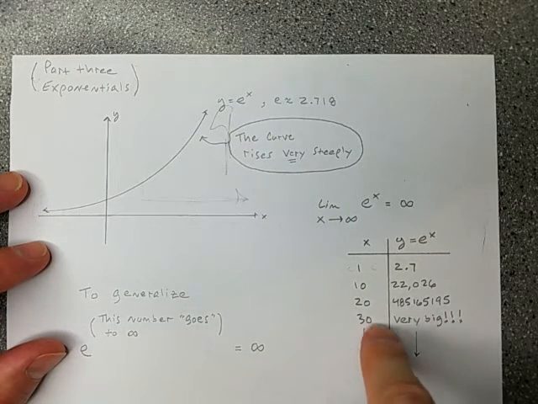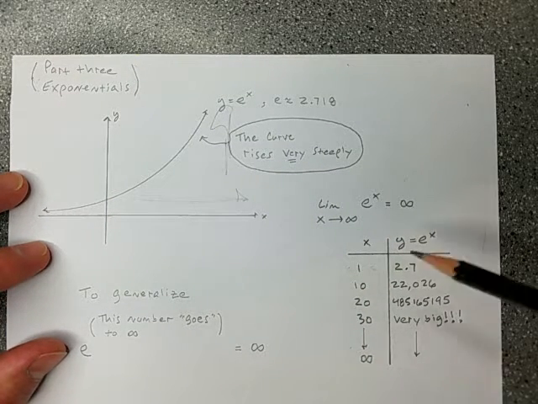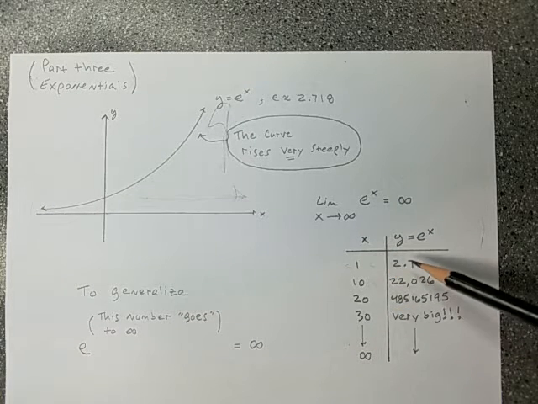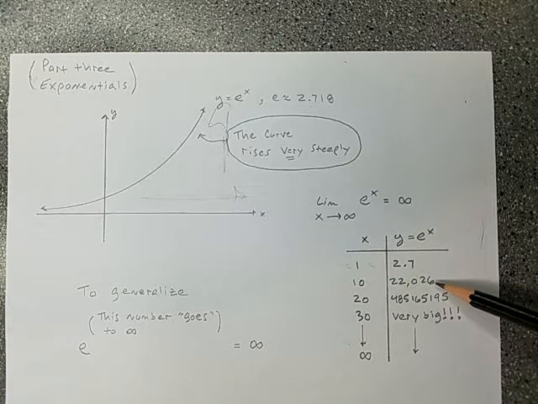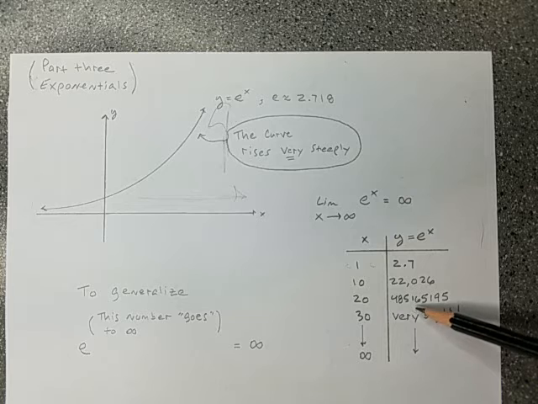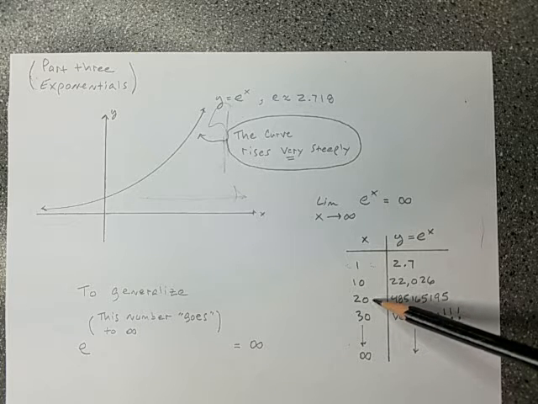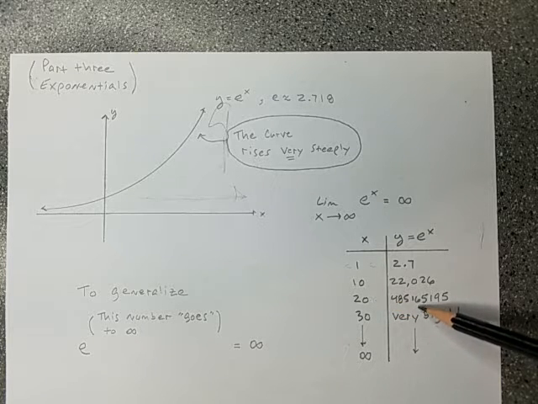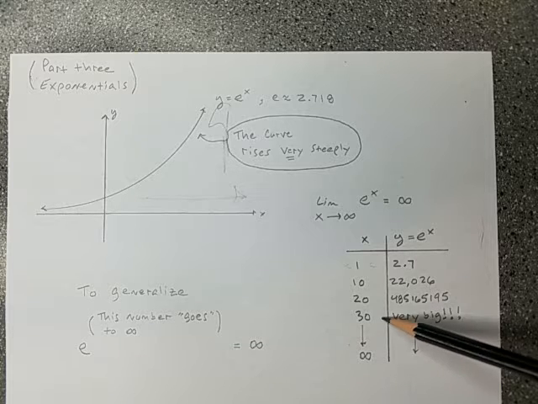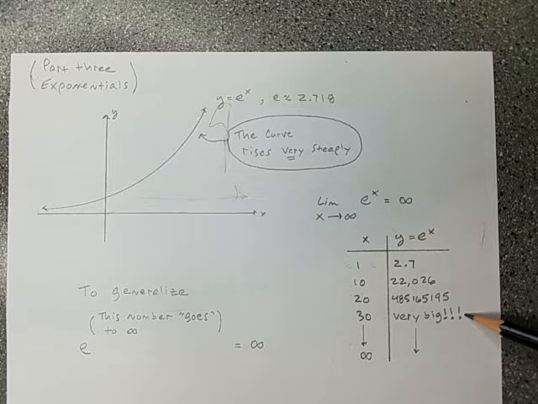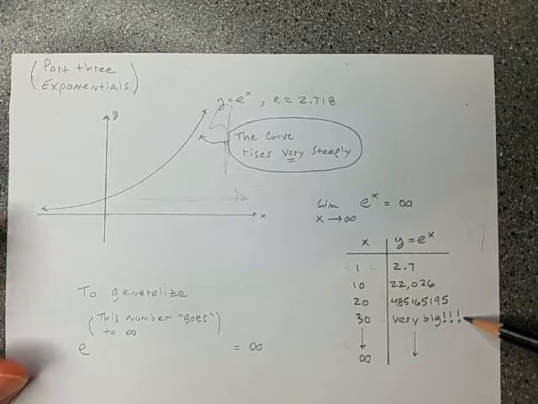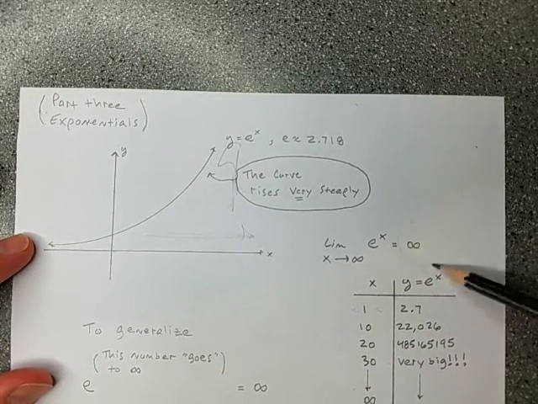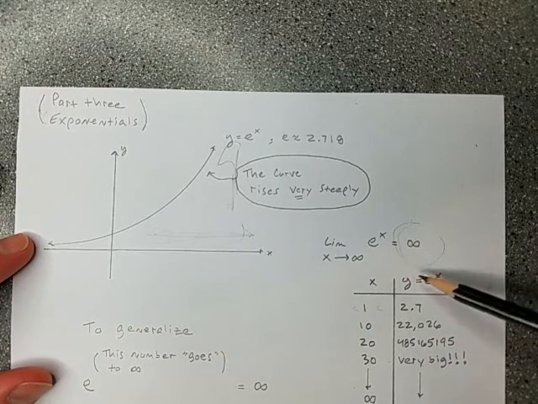This one's real easy to illustrate with a table. I'm only up to 20 for x, and already my y is 485 million. 30, well, let me just say that number's big. So that curve rises real fast. It's real obvious that that limit is infinity.